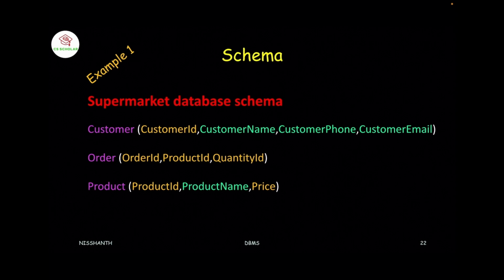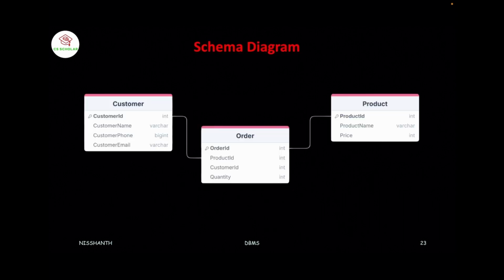Similarly, in order table we have order ID, product ID, and quantity. In product table we have product ID, product name, and price. So in the schema we can visualize the blueprint of the supermarket database. We can just imagine that this is how the supermarket database is going to be built, with the name of the table and the column names of each table. So this is the schema diagram.